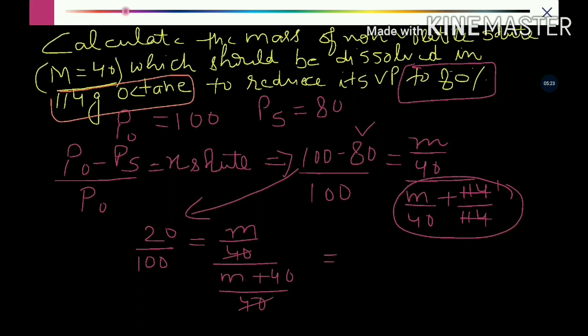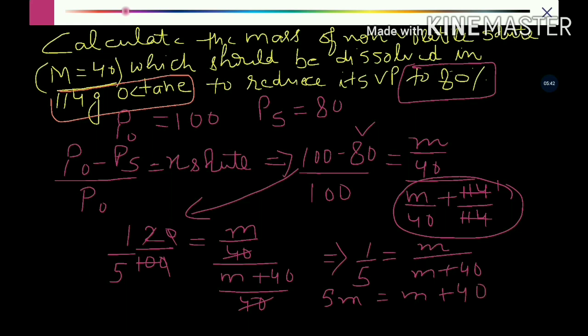So 1 by 5 equals m divided by m plus 40. So 5m is equal to m plus 40. So 5m minus m becomes 4m is equal to 40. That means m comes out to be 10. Now what is this m? This is the mass of the non-volatile solute which we were supposed to solve. So this was the question: calculate the mass of the non-volatile solute.